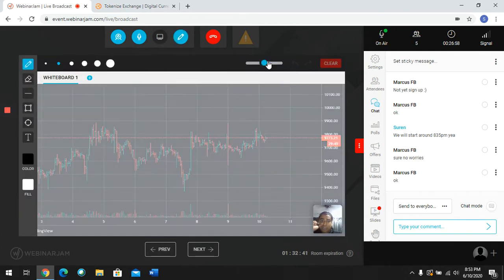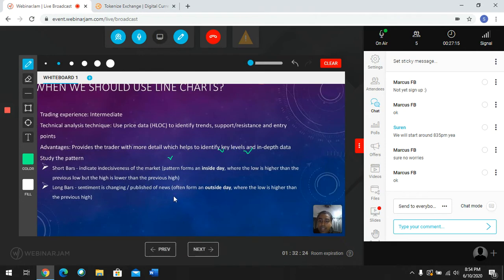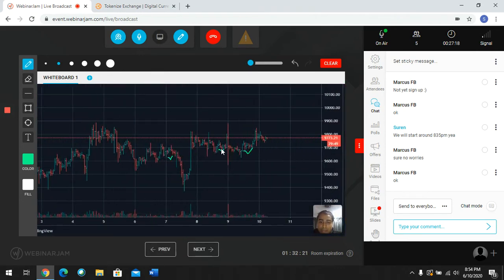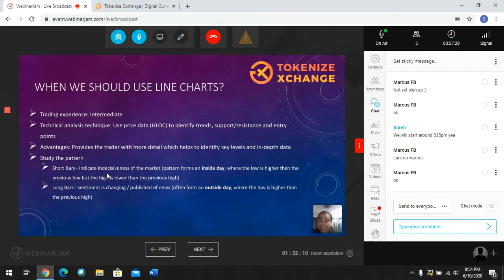If you can see here, let me just draw. Let's get the color right. If you can see all those short bars, those are called inside days. So you can see all these are short bars, indicating that the market is very quiet. Short bars indicate indecisiveness of the market, where the low is higher than the previous low, but the high is lower than the previous high. So it's actually going downtrend. It's okay, don't worry. We're going to do it on the chart later on, so we have a better understanding of that.